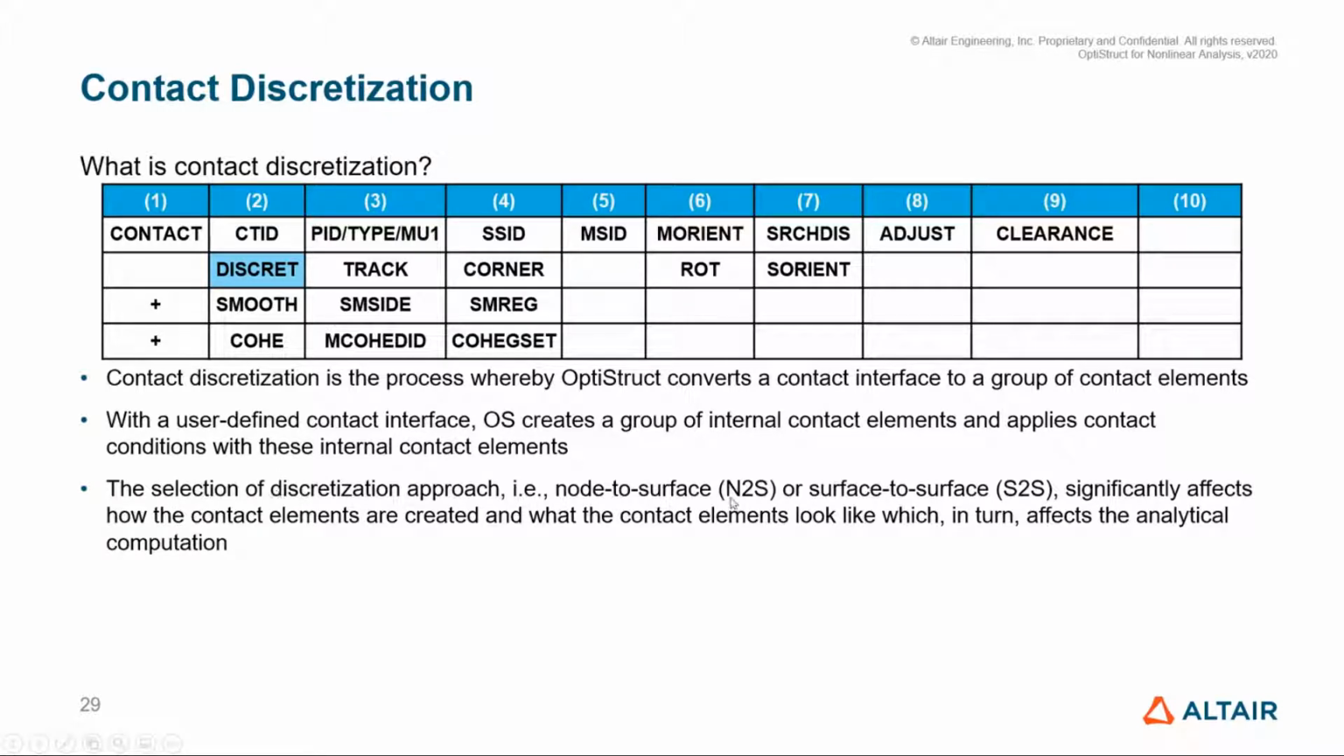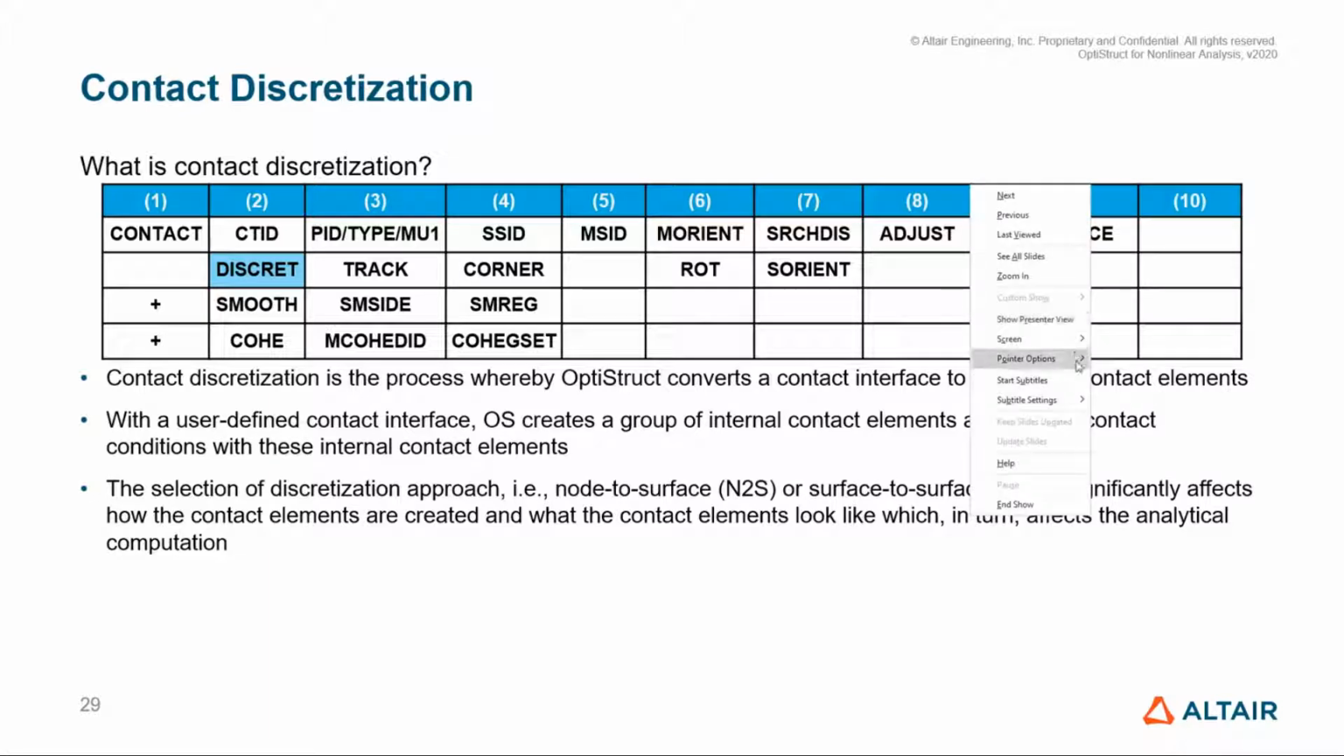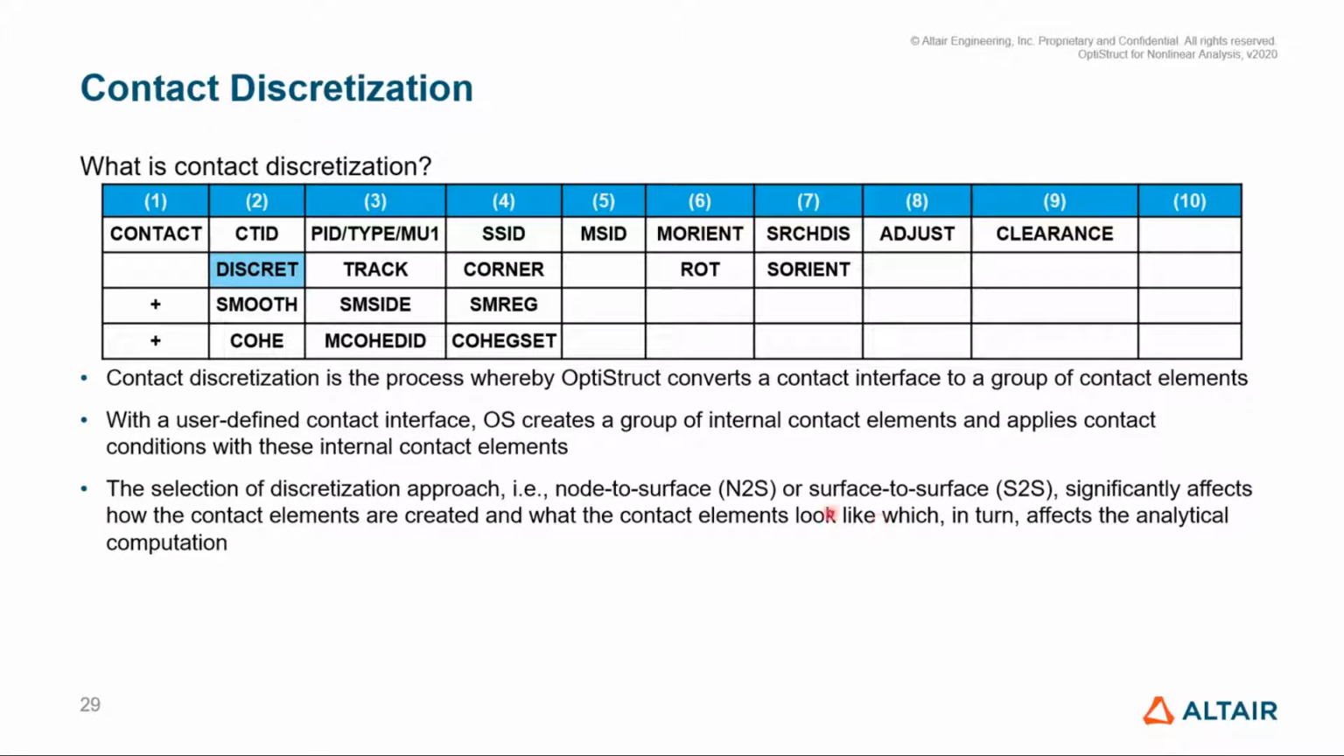There is a difference when you choose surface to surface and node to surface. Sometimes surface to surface is the best because it will give you a smoother contour, right? But node to surface is sometimes easier to converge. So if you're having difficulty solving surface to surface contacts, then you might want to switch to node to surface. You can try this trick here.